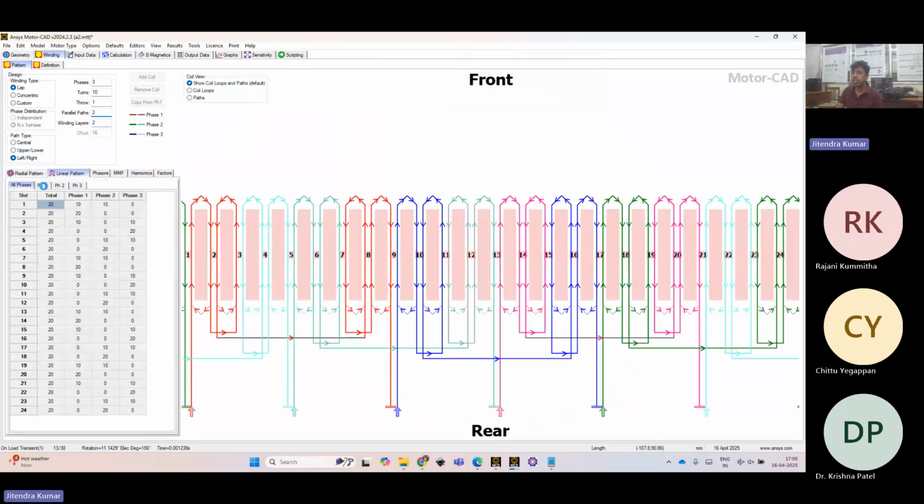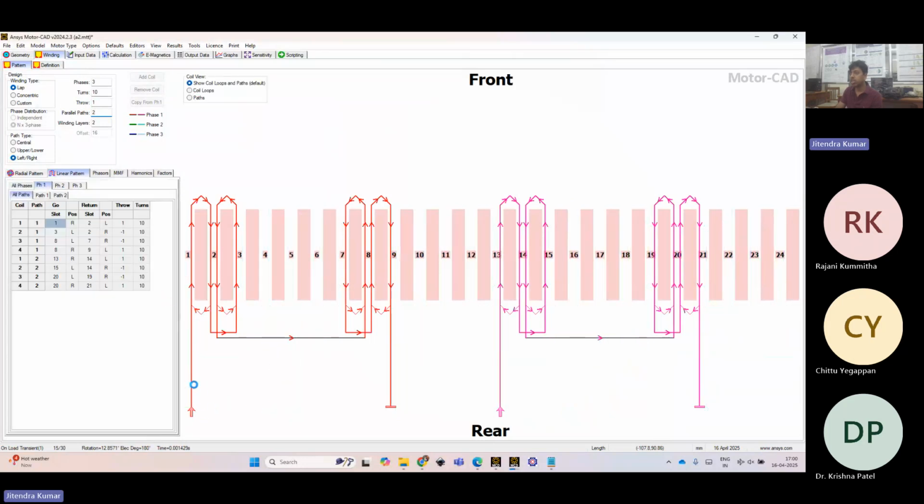So this is the linear path. In phase 1, see 1, 2, 3, 4, 5, 6, 7, 8. That corresponds to one path only. The other path starts from here, so it will divide into two parts, however many parallel paths you have assigned, or however many poles you have given.